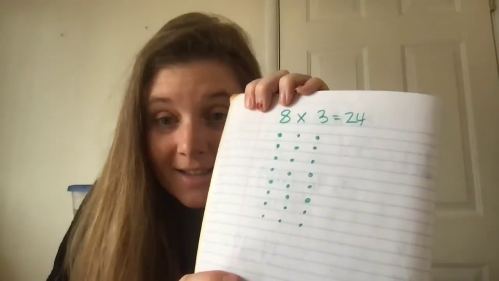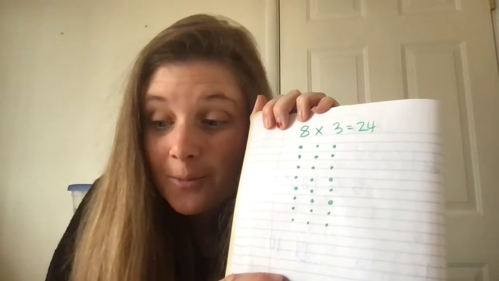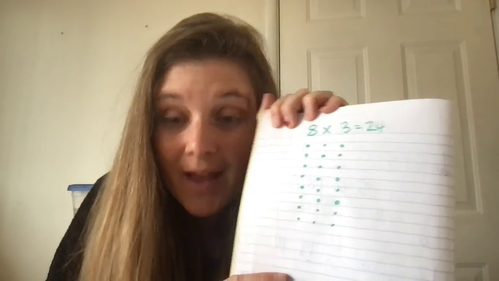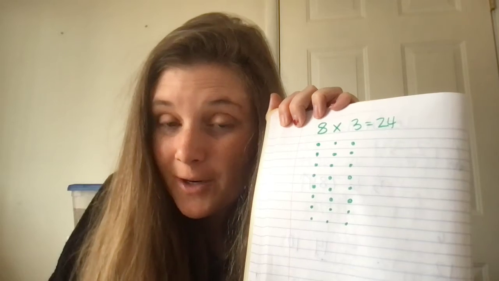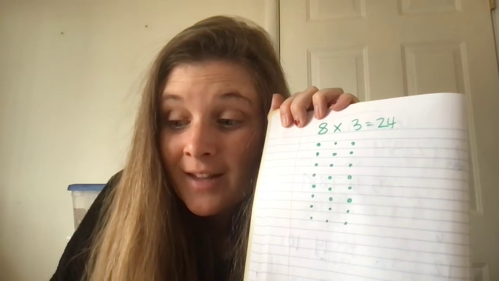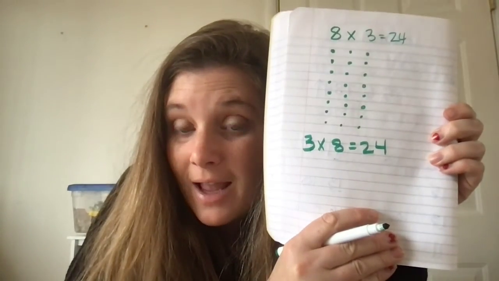Can you draw that? There's our array of 8 groups of 3. That's how it would be on a cookie pan, right? 8 groups of 3. Now, let's flip that and write 3 times 8 equals 24. Can you draw that array?